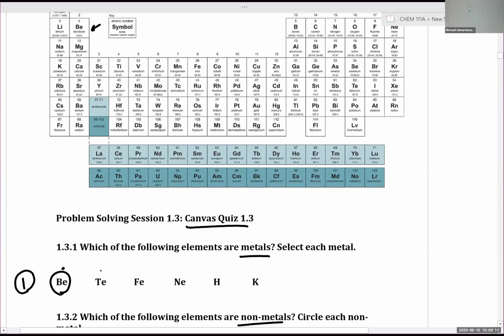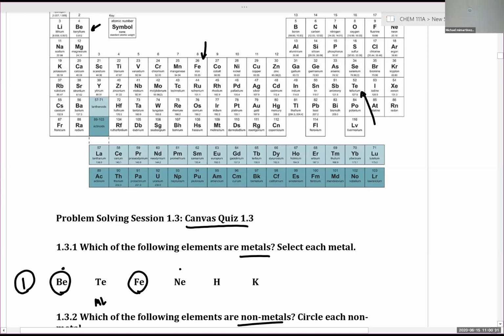Okay, what about Te, tellurium? Not a fun compound to work with, smells terrible. Is that in the metal or non-metal section? So tellurium, is it a metal or non-metal? It is a metalloid. Yep, so it doesn't fall under our metal category, so we'll avoid circling it. But I'm just going to put a little note that we think it's a metalloid. What about iron, Fe? Is iron a metal? Yep, so we'll circle it.